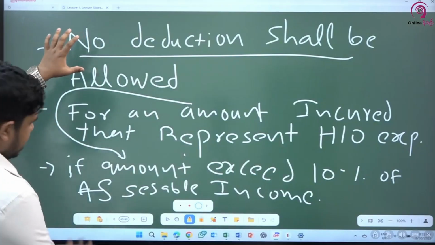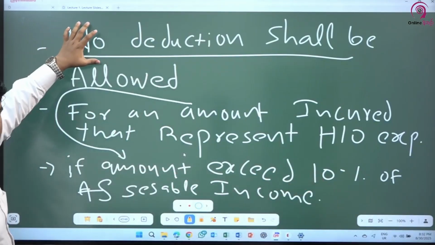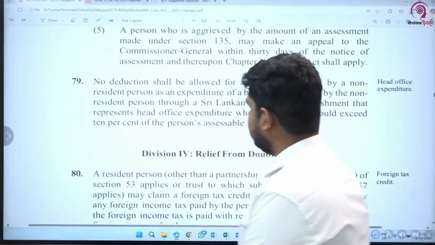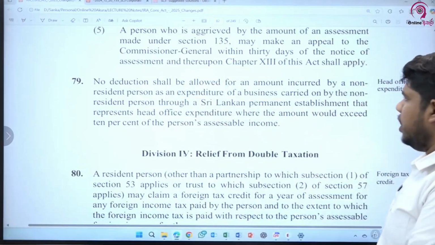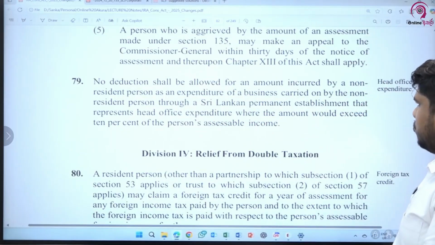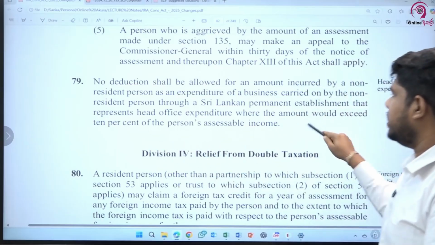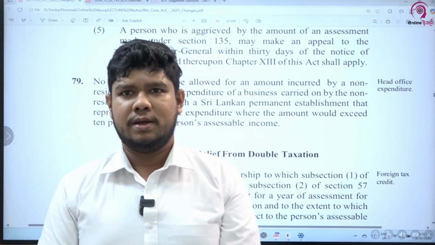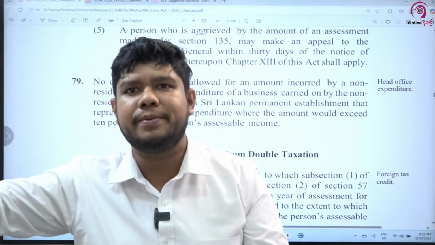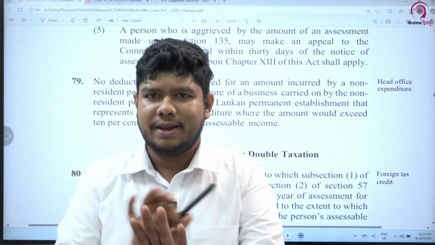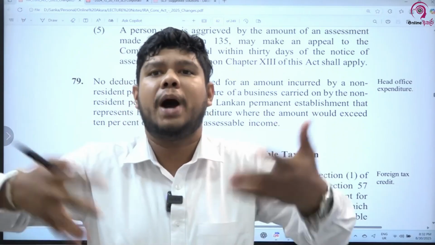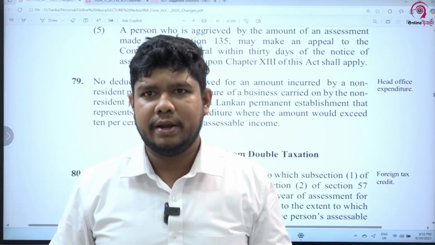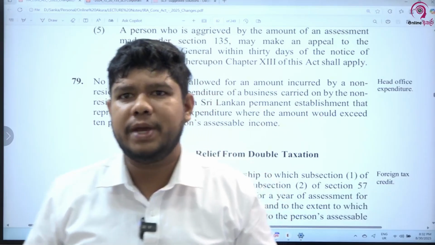No deduction if amount exceed 10%. Isn't it, student? Read it again. No deduction shall be allowed where the amount would exceed 10% of the person's assessable income. No amount is allowed. It does not say amount exceeding 10% cannot be allowed. There is no wording like that. It says no amount. Nothing can be allowed.